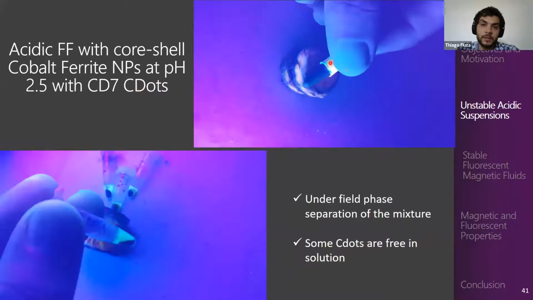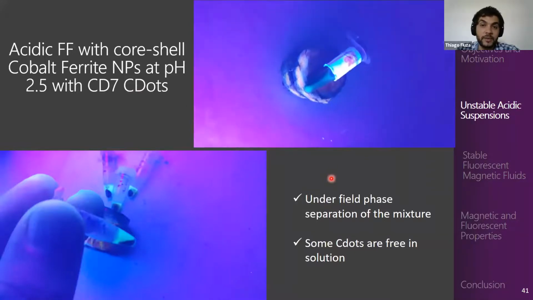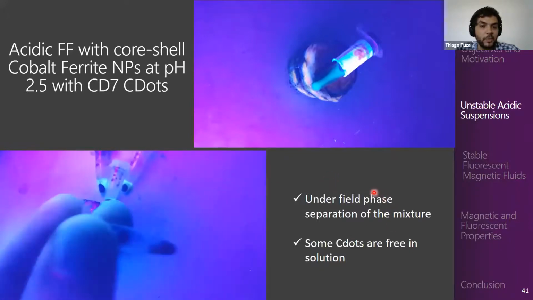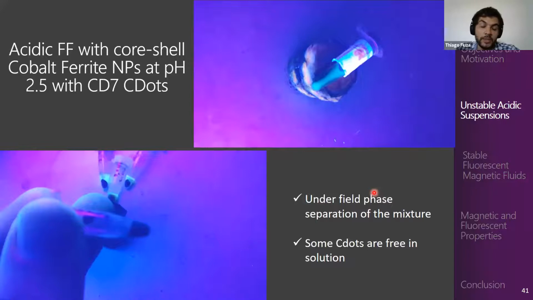We see that if we place the sample in a magnet, there is a phase separation, as seen before in the literature. And if we mix them, we can also redisperse the nanoparticles momentarily. However, you can see that the sample does not fluoresce due to quenching.